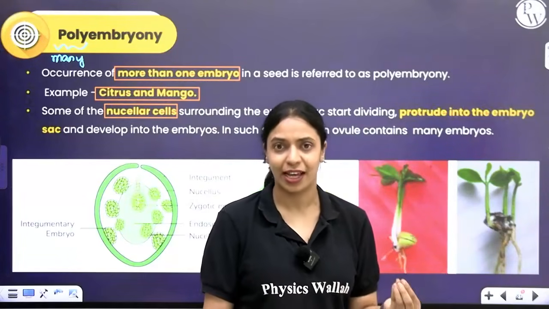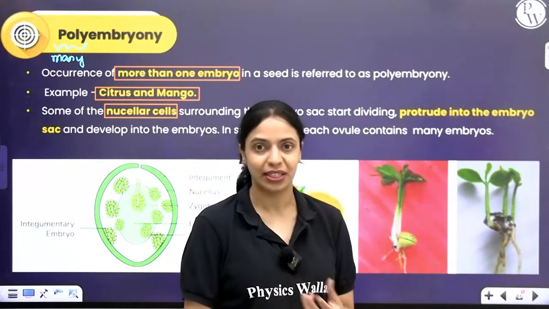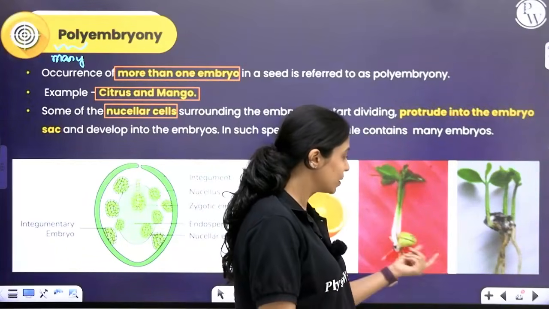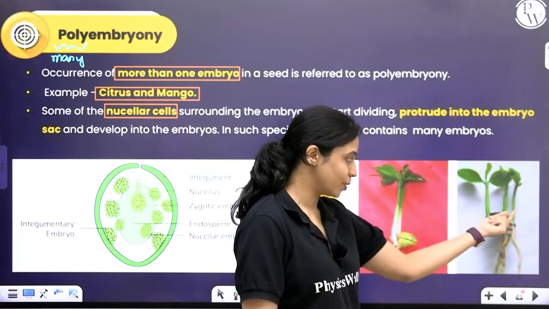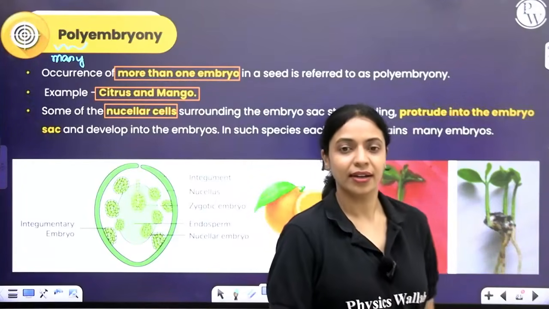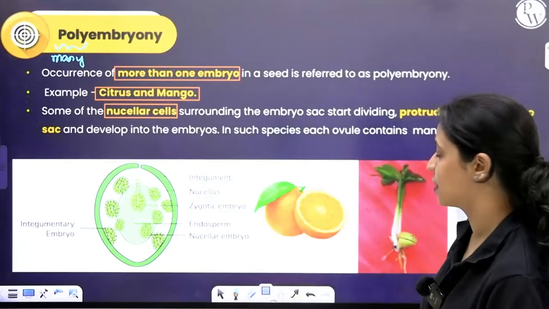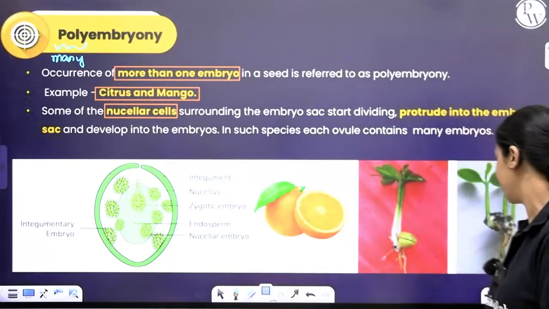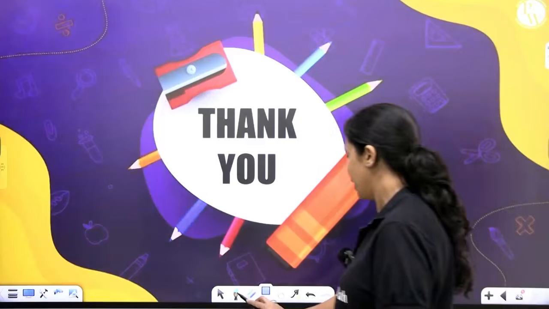Sometimes the cells of the integument also can develop into the embryos. So that can happen. So within the same seed, when you have multiple embryos, from the same seed, you can get many saplings. Alright, this is generally seen in citrus plant seeds like oranges and lemons, and also in mango. With that, we have come to the end of this chapter.